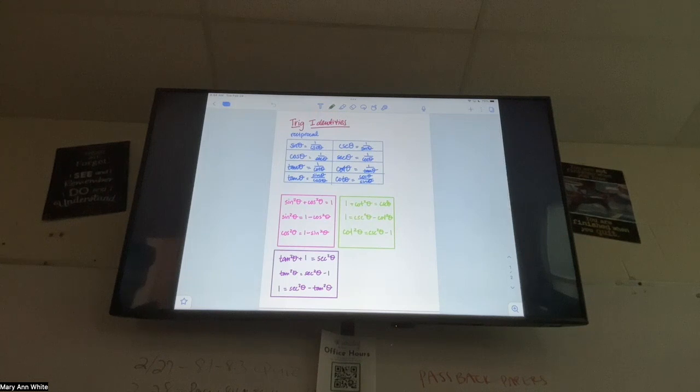So you have your reciprocal identities. So sine is the same thing as 1 over cosine. We have our special ones where I've got sine squared plus cosine squared equals 1, and then 1 plus cotangent squared equals cosecant squared, and then tan squared plus 1 equals secant squared. And then we were able to kind of break all of that down from here.